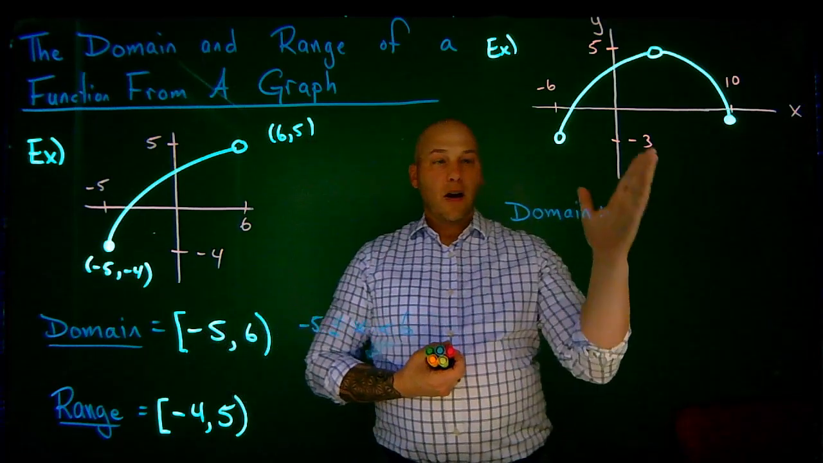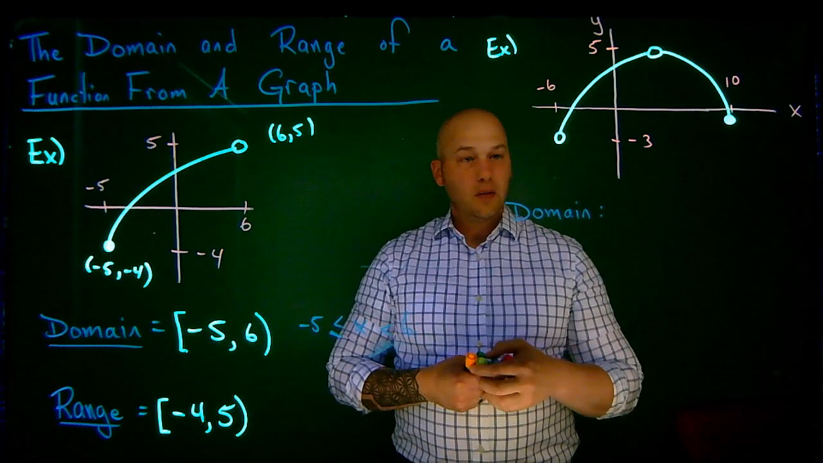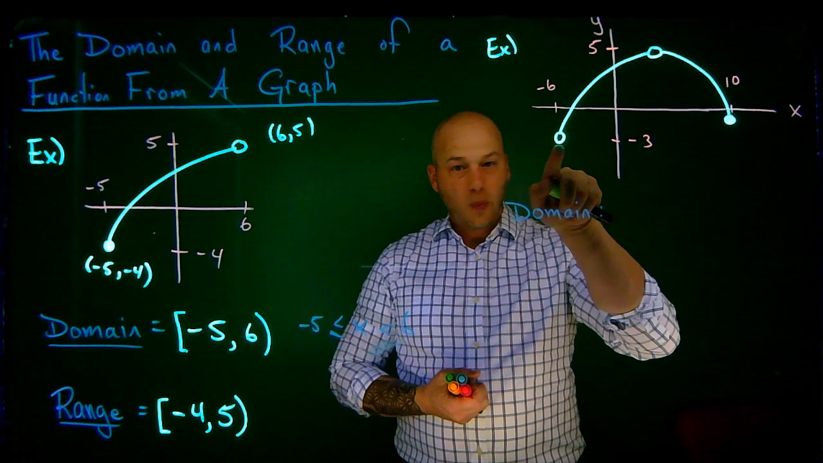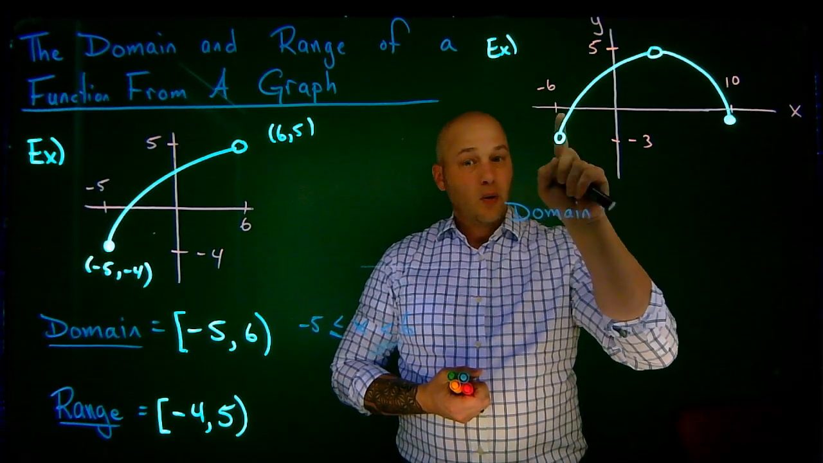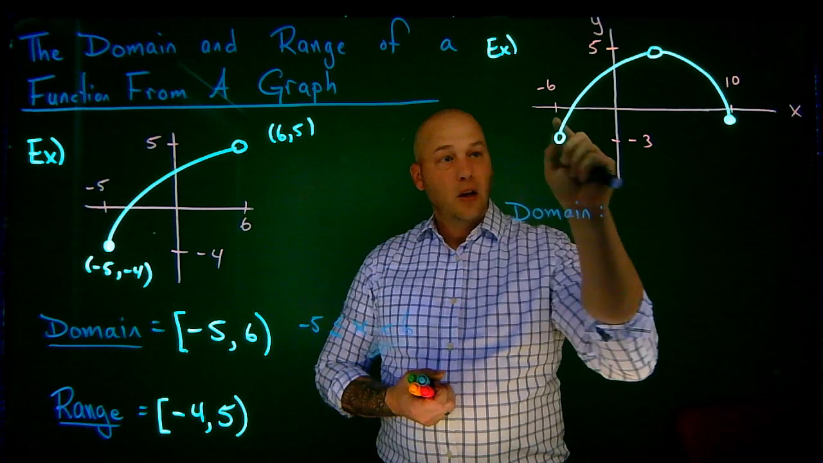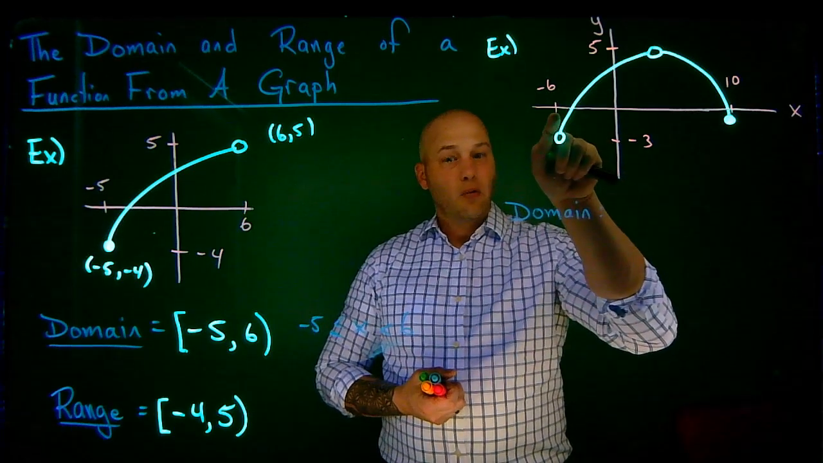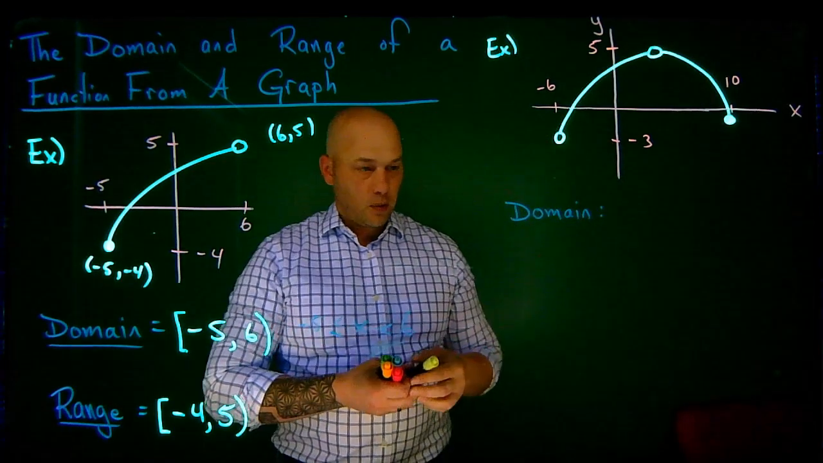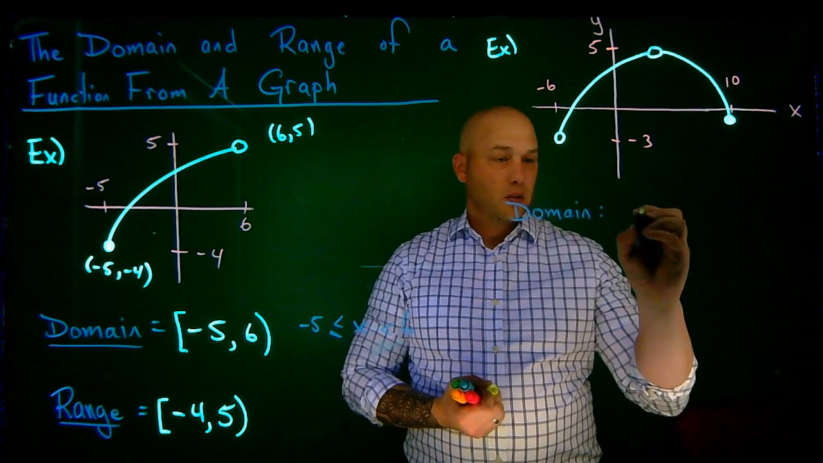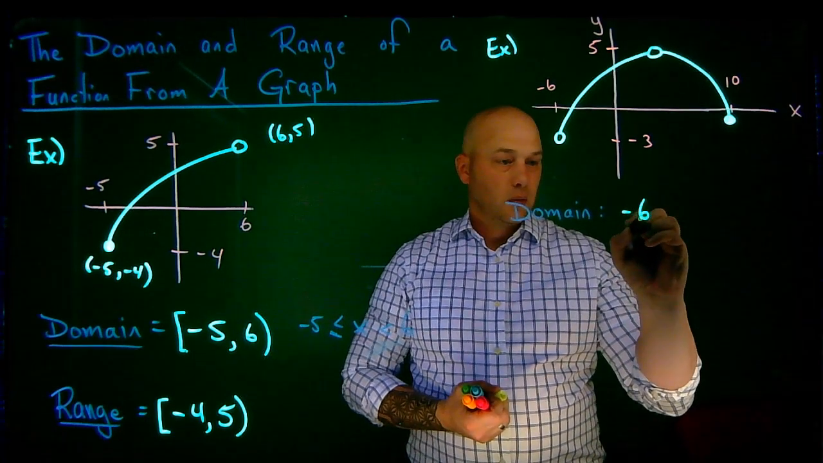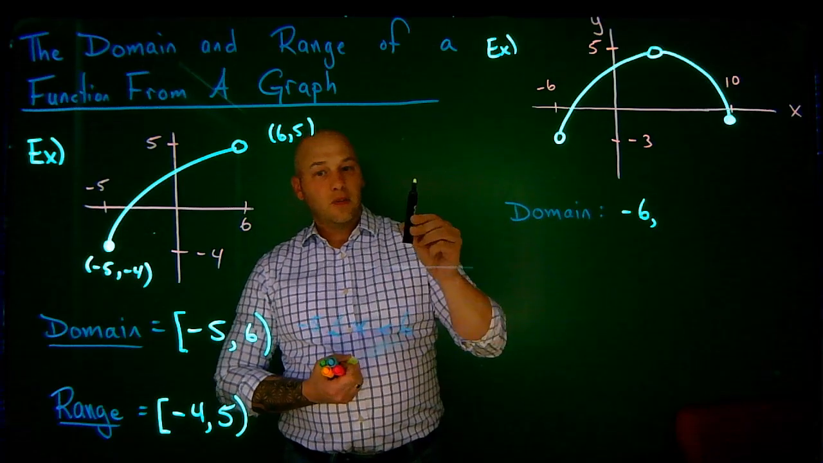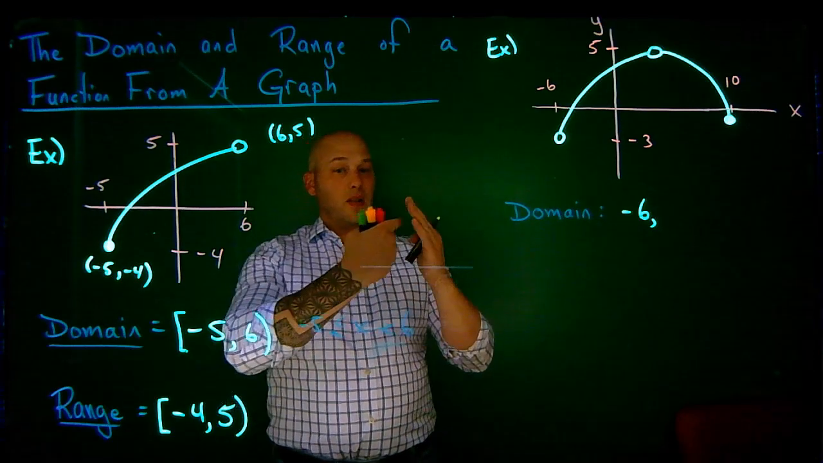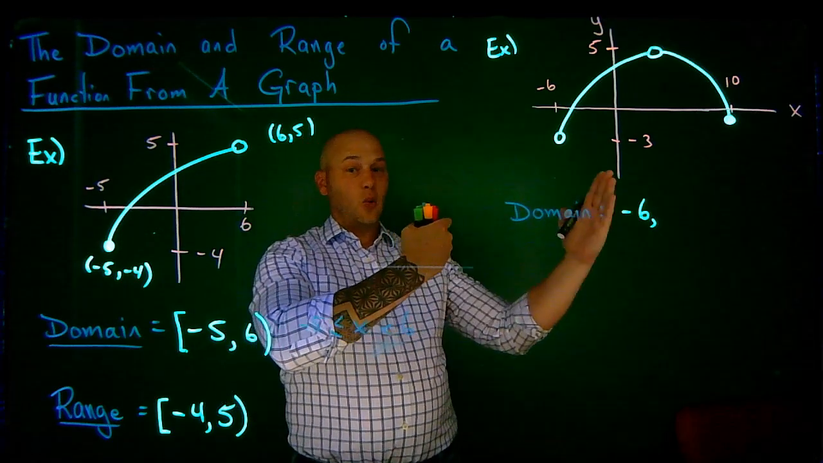Now, let's see. How far does the graph go to the left? Well, the farthest that the graph goes to the left would be this open circle right here. And again, domain, so x values, how far to the left? Go to the x-axis, and I'm going to record this value. That means I'm going to record -6, comma, okay? That means it's -6, or at least everything bigger than -6.